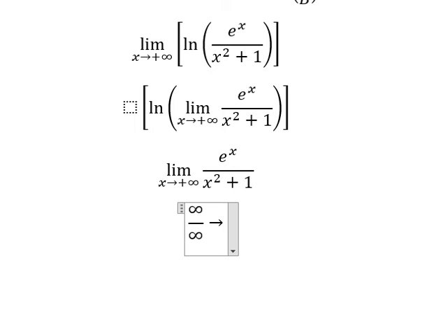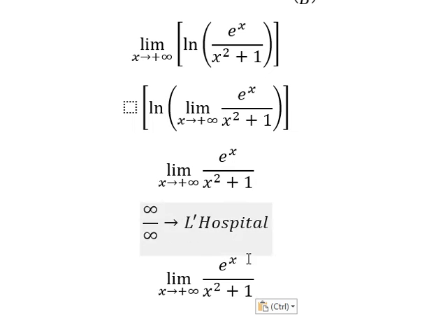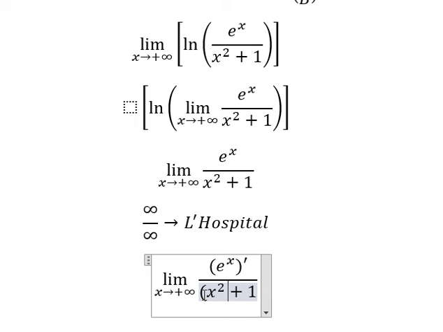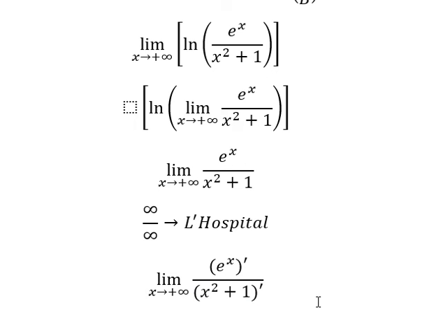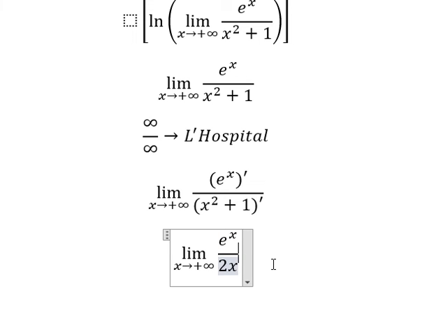So we can use L'Hospital. That means we need to do the first derivative on the numerator and the denominator. So this one we have e to the power of s. This one is about 2s.